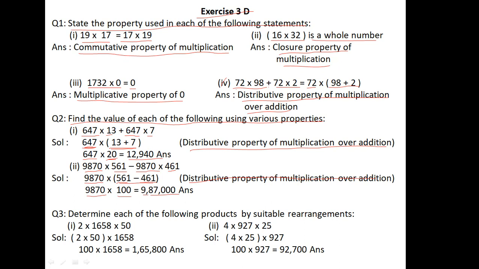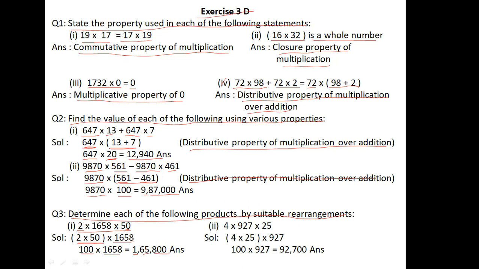Now question number 3 says determine each of the following products by suitable rearrangement. The first one, 2 into 1658 into 50. First I am taking these two numbers in bracket, that is 2 into 50, and into 1658. 2 into 50 will come 100. 100 into 1658, when we multiply, it will come 1,65,800.